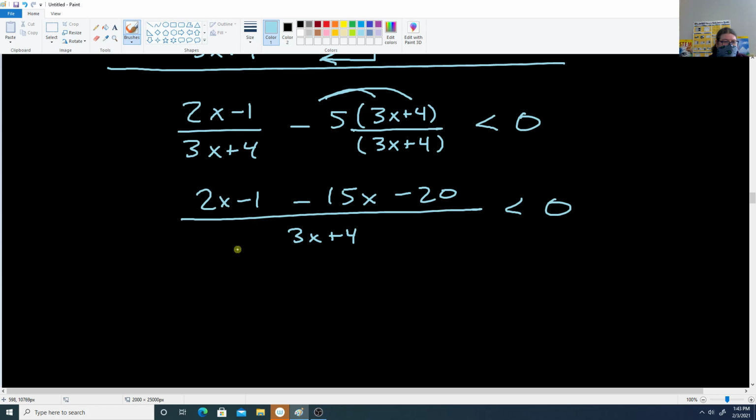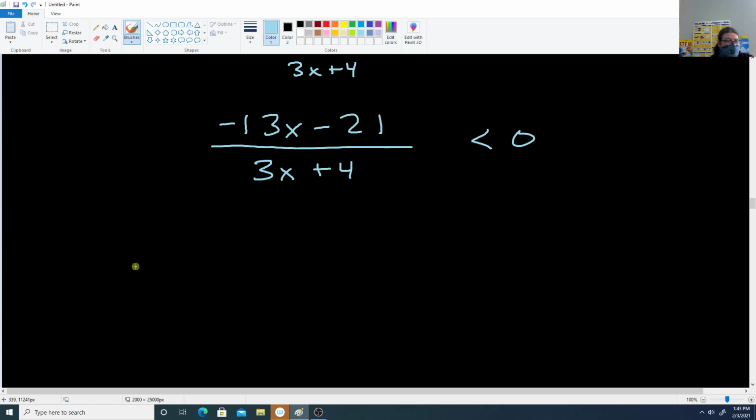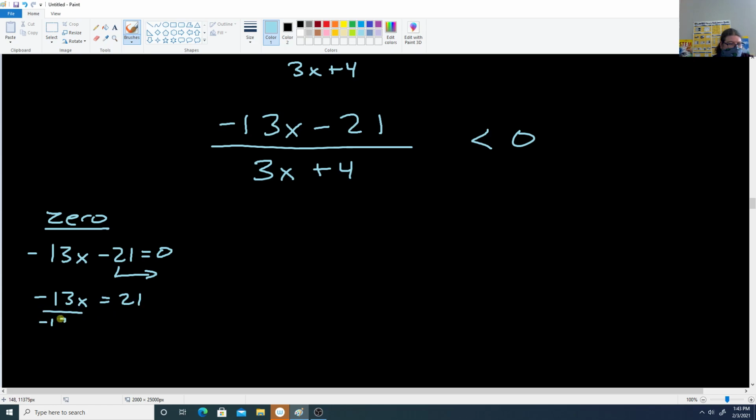So we go through and combine our like terms. 2x's take away 15x's is negative 13x's. Negative 1 take away 20 is negative 21. Down here we have a 3x plus a 4, and we want to know where is that less than 0. So to find the 0, I'm going to set the top equal to 0, so I'll set negative 13x minus 21 equal to 0. Scoot the negative 21 over. Divide by negative 13. So I get x is negative 21/13.